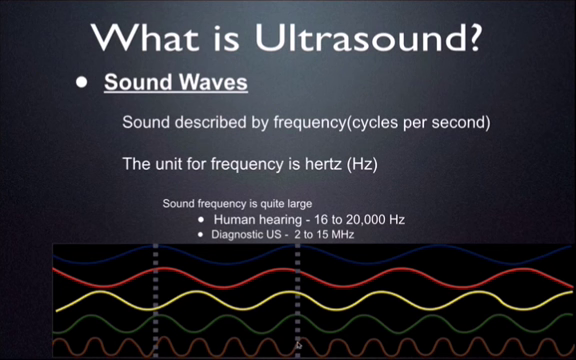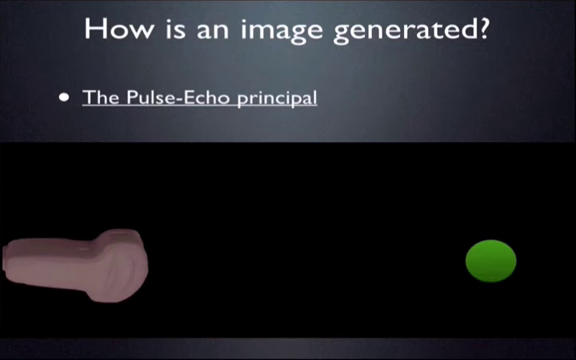Now, there is ultrasound that is used at lower frequencies than this range. That is therapeutic ultrasound, so it's not used to create an image. It's just used to heat the tissues and provide a therapy, and we're not really going to be talking about therapeutic ultrasound in this course. How is the image generated?